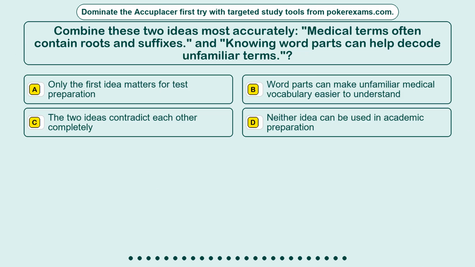Question 17. Combine these two ideas most accurately. Medical terms often contain roots and suffixes, and knowing word parts can help decode unfamiliar terms. Option A. Only the first idea matters for test preparation. Option B. Word parts can make unfamiliar medical vocabulary easier to understand. Option C. The two ideas contradict each other completely. Option D. Neither idea can be used in academic preparation.